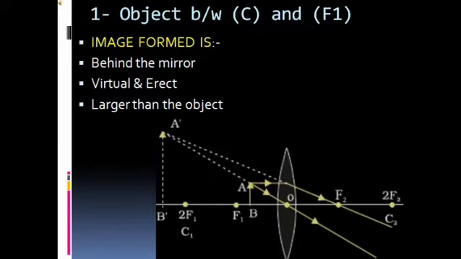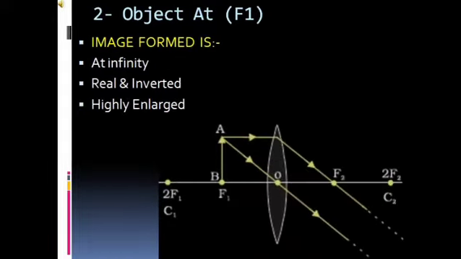Second ray which will move towards the optical center will straight away move in that direction. Let us extend it backwards. The point where optical center ray and focus ray meet is your image formation point, that is your A dash B dash. So the image formed is behind the lens, that means left side of the lens. It's virtual and erect and it is larger than the object. This you can see.